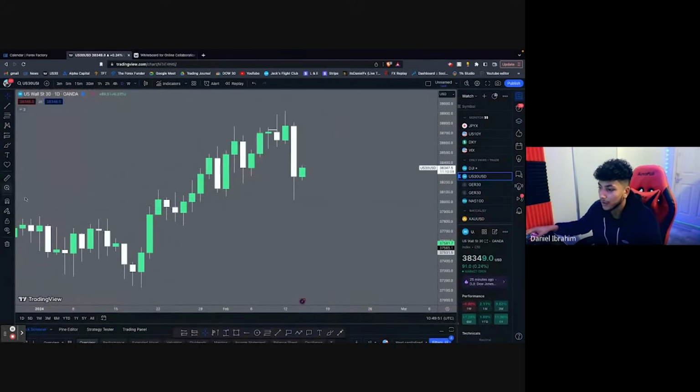Everything nowadays is automated. So on TradingView, if you come here to the left-hand side and you go to this measure tool, a ruler, you click on that and you drag from one point to another, it will show you the amount of pips.